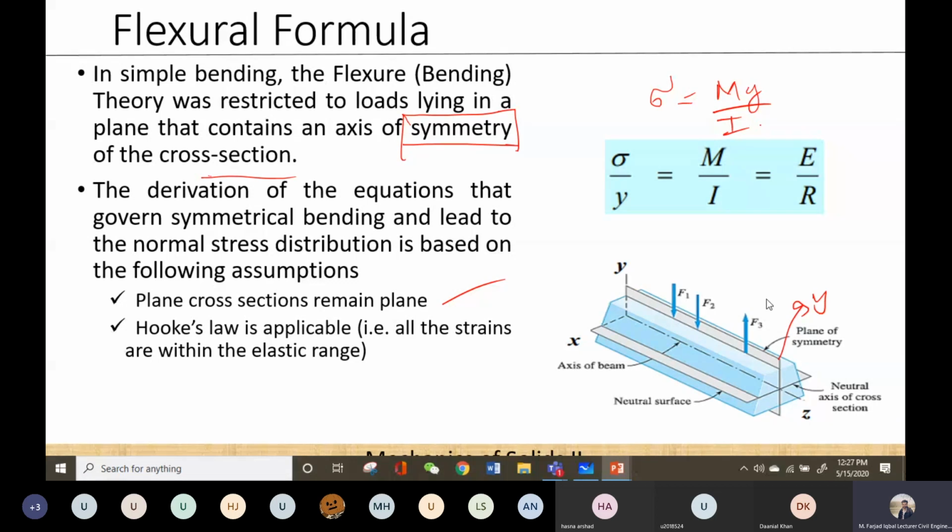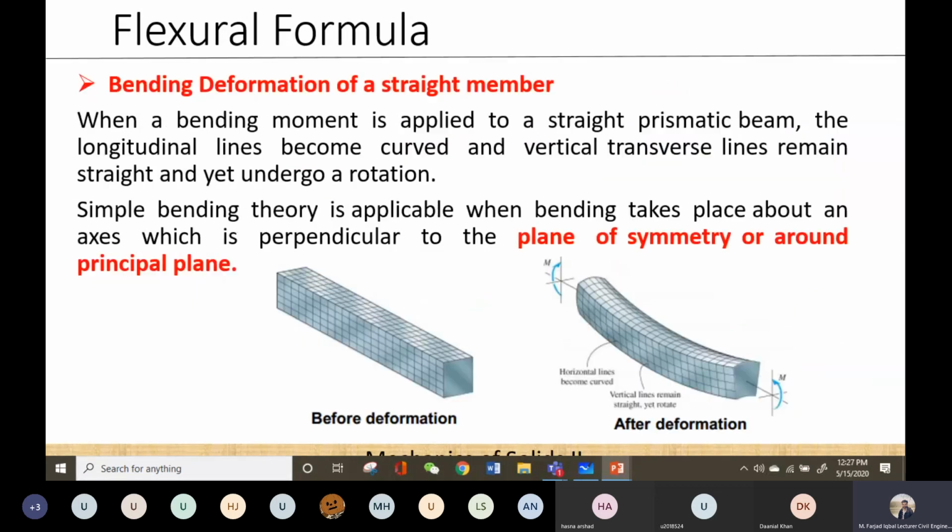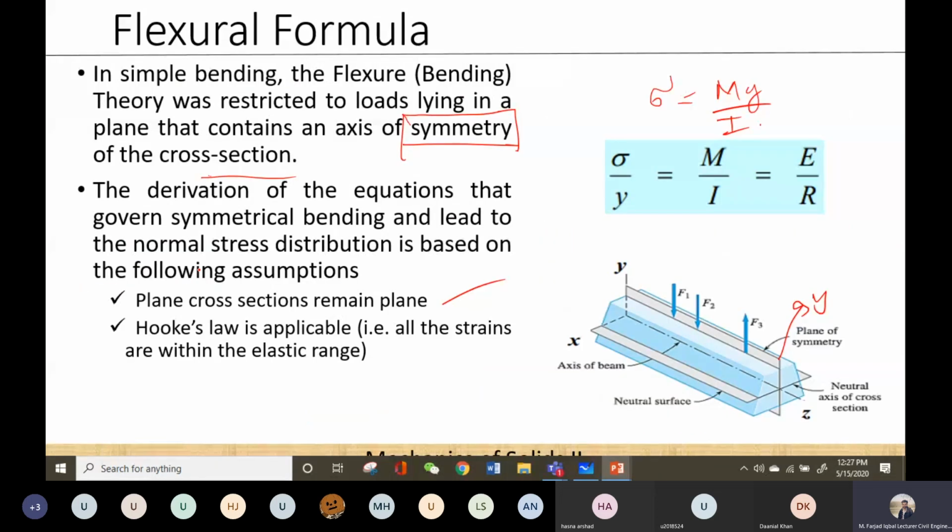So just remember this point, and we will discuss it in the next slide. Another concept or type of loading for which we derived this flexural formula was when bending was taking place about an axis which is perpendicular to the plane of symmetry, or around the principal plane. So now this concept comes into play.